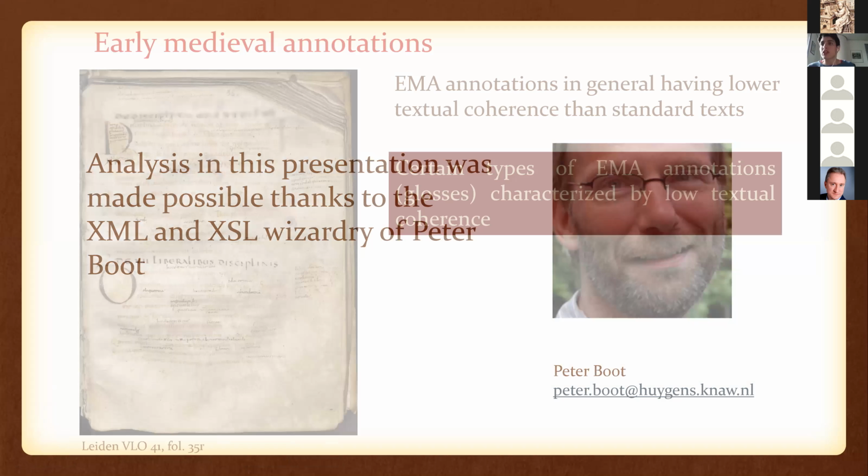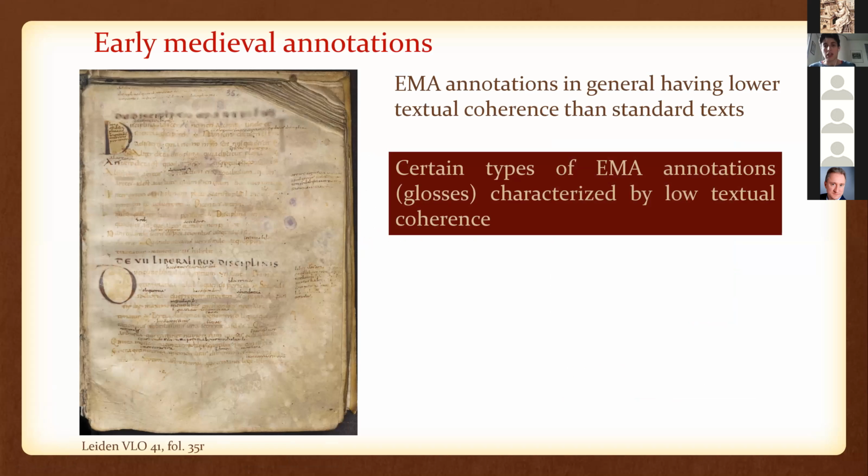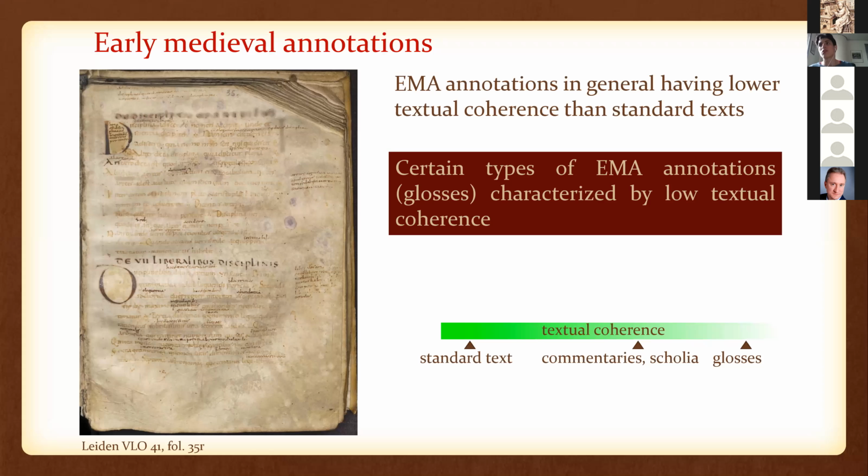Early medieval annotations are a very specific kind of medieval text. They differ from standard texts that we're used to in that they have what may be considered low textual coherence. In standard text, we are used to the fact that a text has a certain structure, a certain order of words, and if that order is disturbed, or if the text has a different order of words, we recognize it as a different text. But this is not entirely true for glosses and annotations.